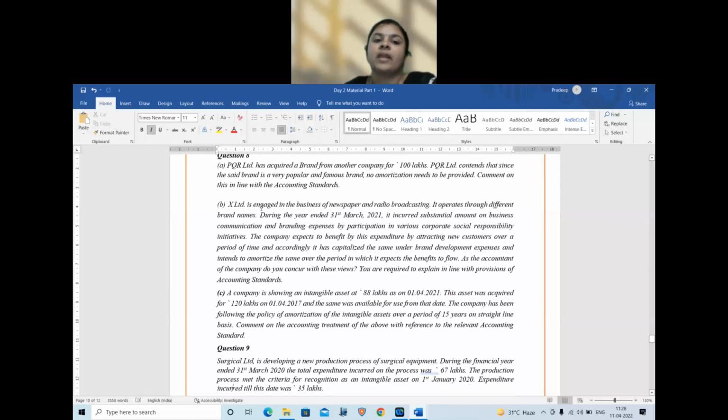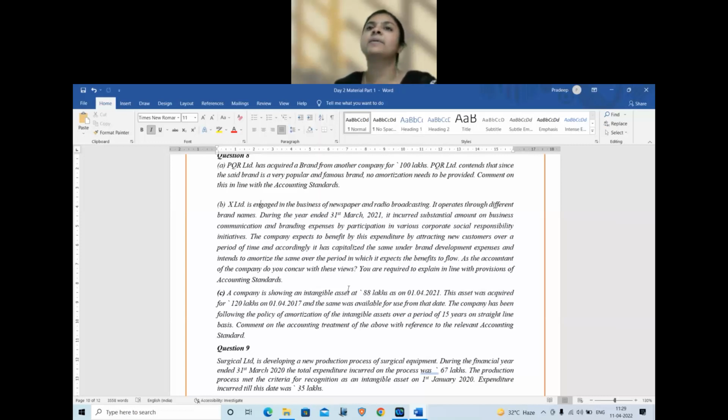Next. X Limited is engaged in the business of newspaper and radio broadcasting. It operates through different brand names. During the year ended 31st March, it incurred a substantial amount on business communication and branding expenses by participation in various CSR initiatives. The company expects to benefit by this expenditure by attracting new customers over a period of time, and it has capitalized brand development expenses and intends to amortize the same over a period in which the benefits are expected to flow. As the accountant of the company, do you concur? You are required to explain in line with the provisions.